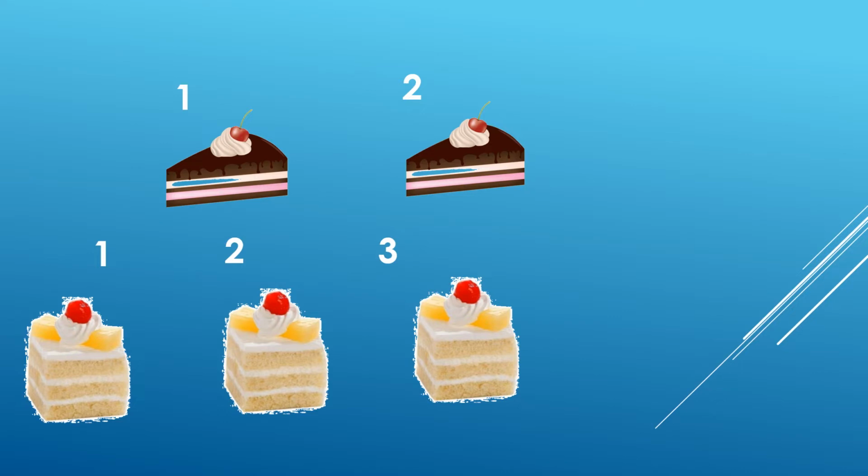So let's see how many cake pieces Neha gets. She gets two chocolate cakes and she gets three pineapple cakes. Let's see all together how many cakes. Let's add 2 plus 3. Yes, 5 pieces of cakes she gets.